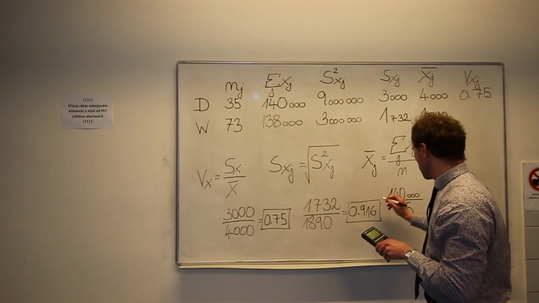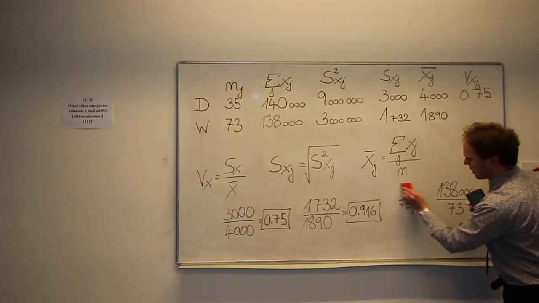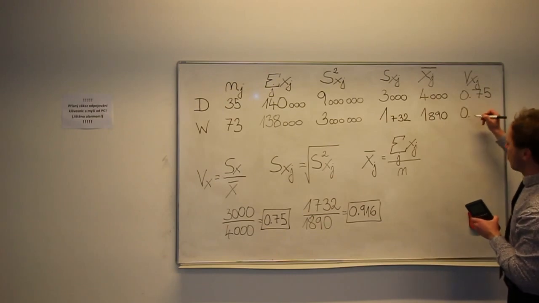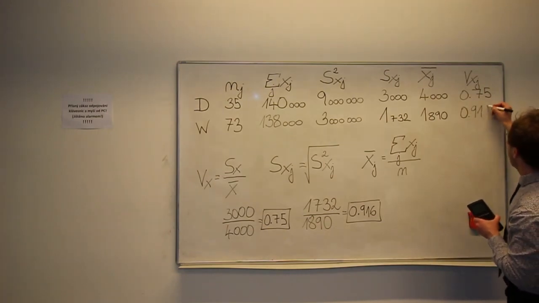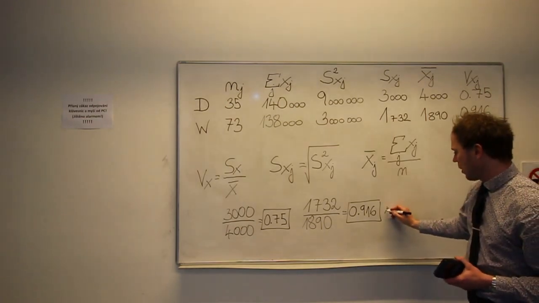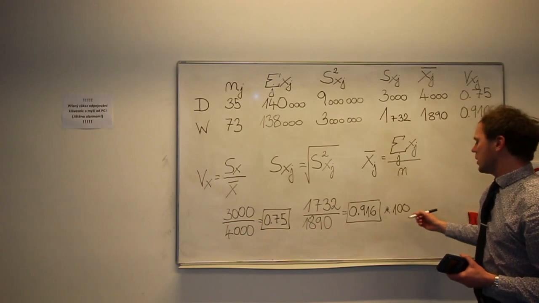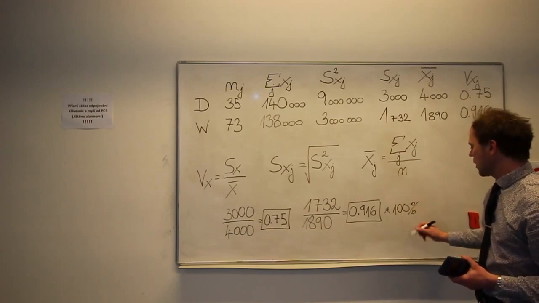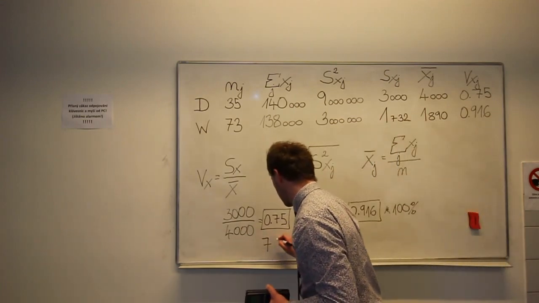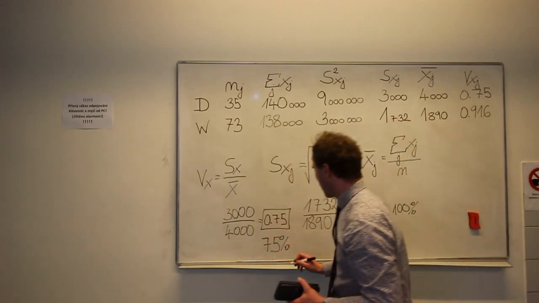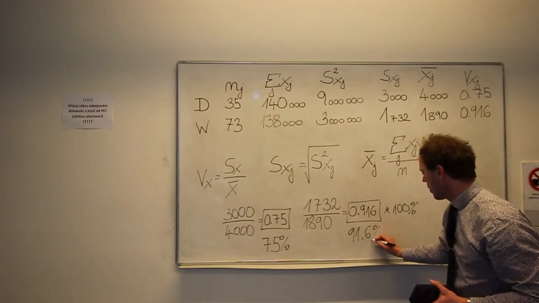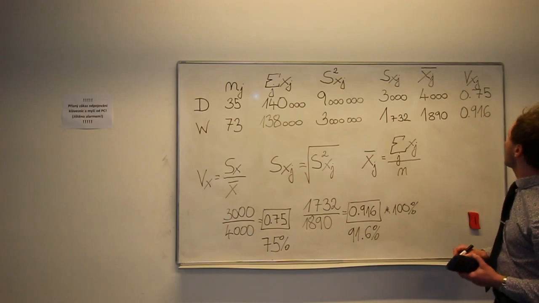0.916. Okay, so this is the second one. Yeah, it will be written here: 0.916. You know that it's possible to multiply these variation coefficients by 100 and interpret them in percent. So there is a 75% relative measure of variability, and there is a 91.6% relative measure of variability.